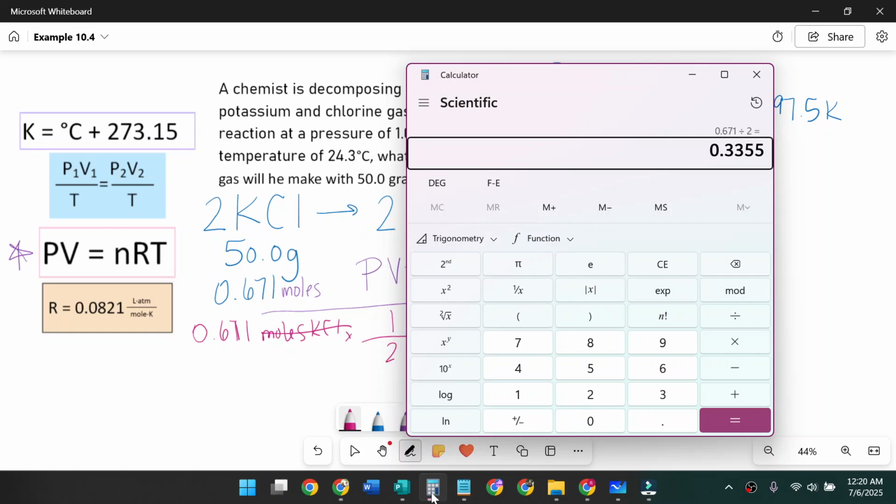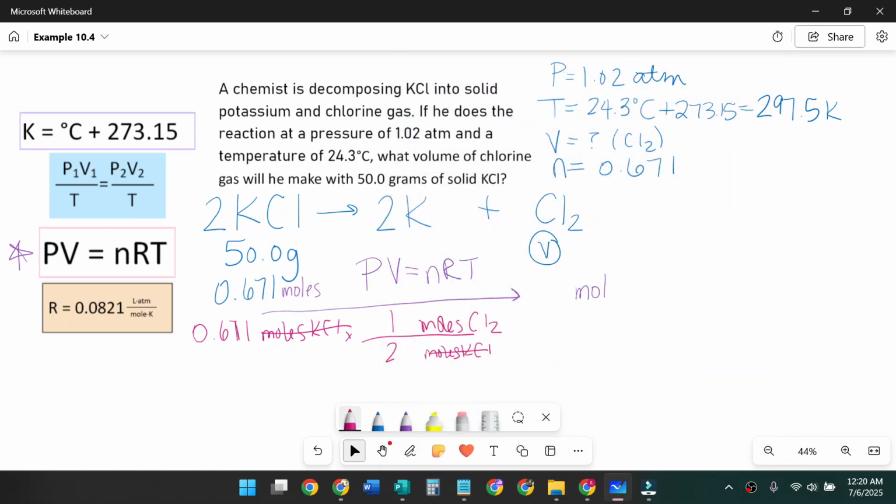Alright, so we have 3 significant figures, so we're going to keep that. So 3, 3, 6. So we have 0.336 moles of chlorine gas. So this is the potassium chloride, and then 0.336 is the chlorine. And that's the volume we want. Now the temperature and pressure is the same for both because the reaction is happening at the same time.